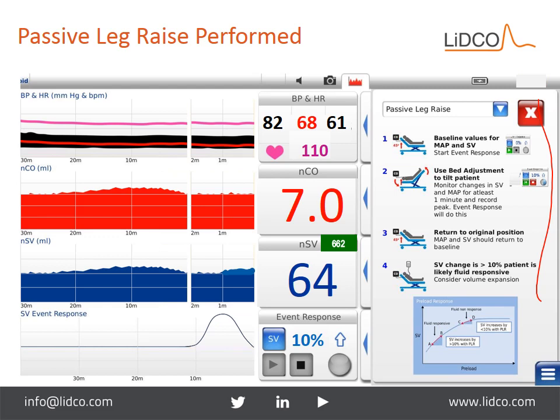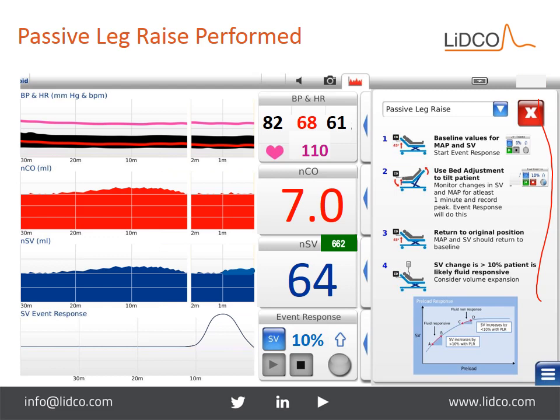And basically you're raising the legs up to about 45 degrees for over a minute or so. And what you're looking for is if the stroke volume increases by more than 10%. You can also do this with a fluid bolus. In the absence of having stroke volume variation or pulse pressure variation, you want to know if your patient can respond. You can still hook this up and do a passive leg raise.